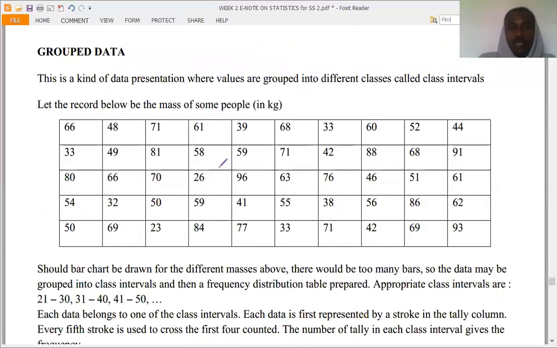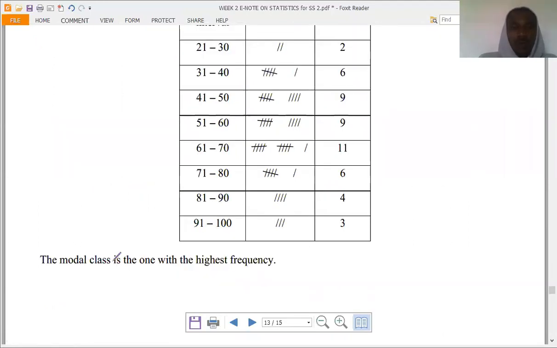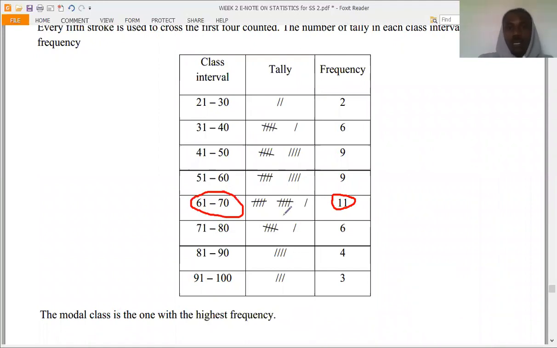So if I'm to represent this data set in a frequency distribution table, it will give birth to this table. All right, so here are the frequencies, here are the tallies, and here are the class intervals. We use the class intervals 21 to 30, 31 to 40, 41 to 50, 51 to 60, and all up to 100. So the modal class is the one with the highest frequency. So where is the modal class? This class, the class with frequency 11, 61 to 70. So it means the highest number of people in the data set have masses between 61 and 70.